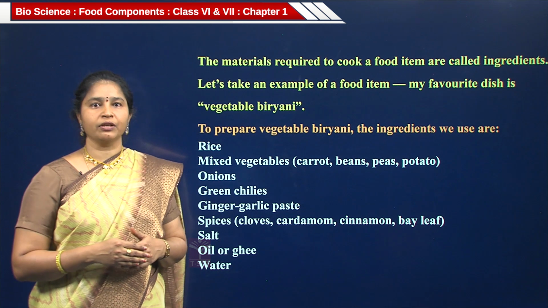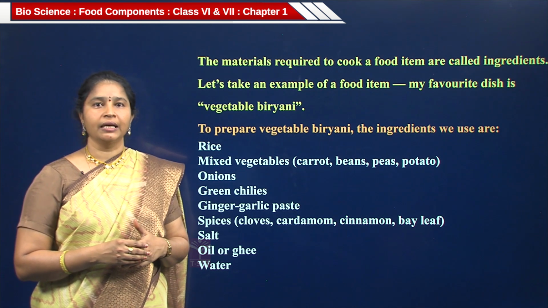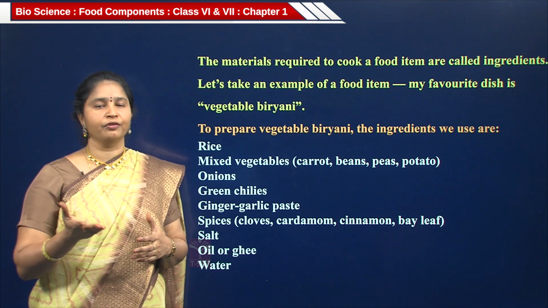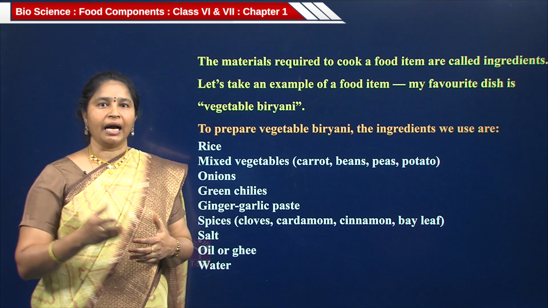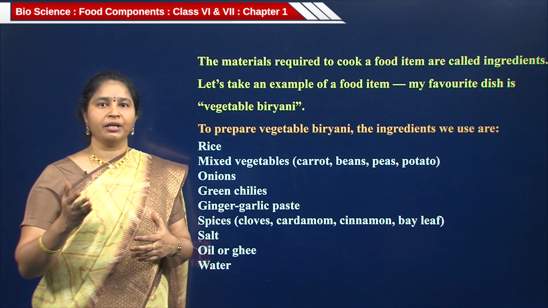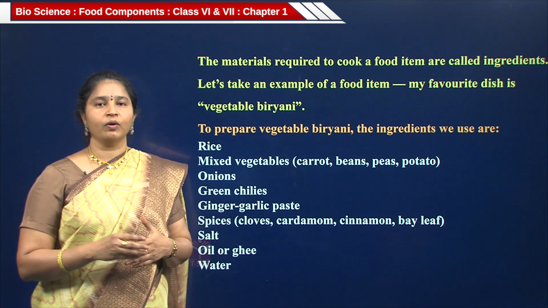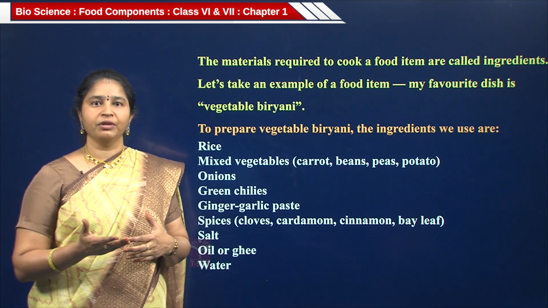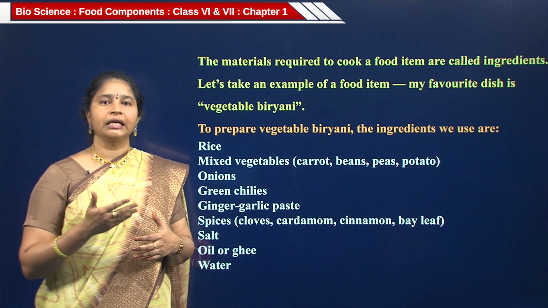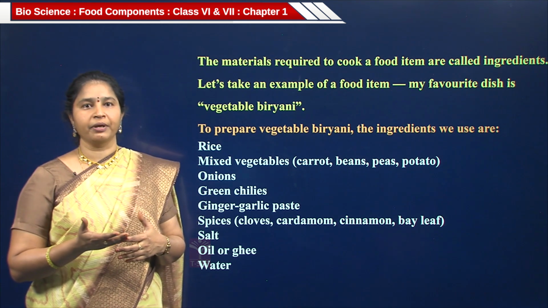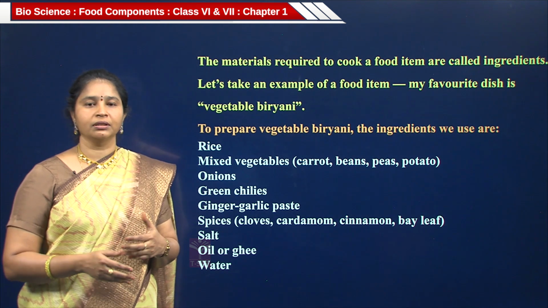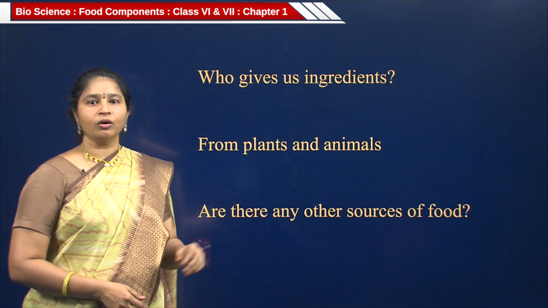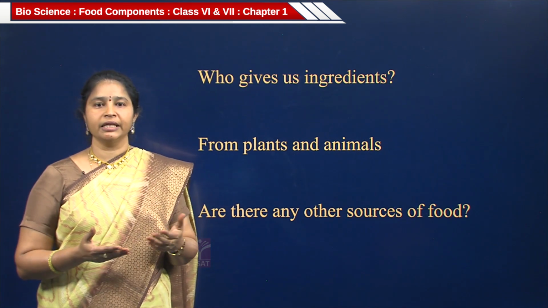The materials required to cook food items are called ingredients. Let us take one example of your favorite food. You can take your favorite food. I am taking here veg biryani. So, what are the ingredients required to make veg biryani? Rice, mixed vegetables, onions, green chilies, ginger garlic paste, spices, salt, oil and water. These are called ingredients.